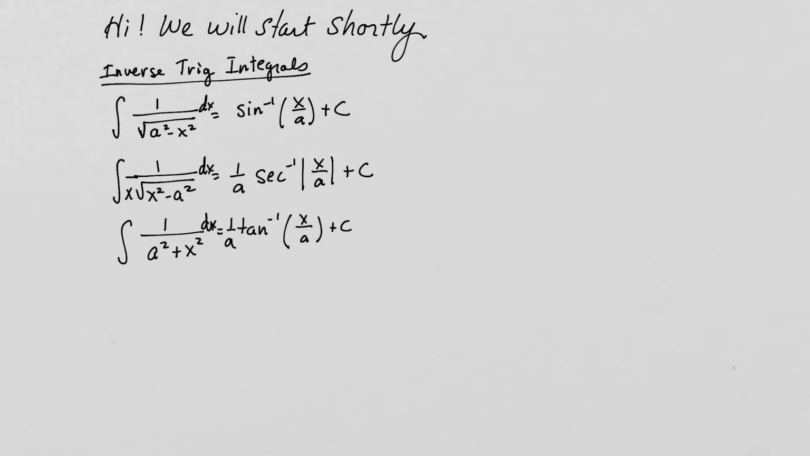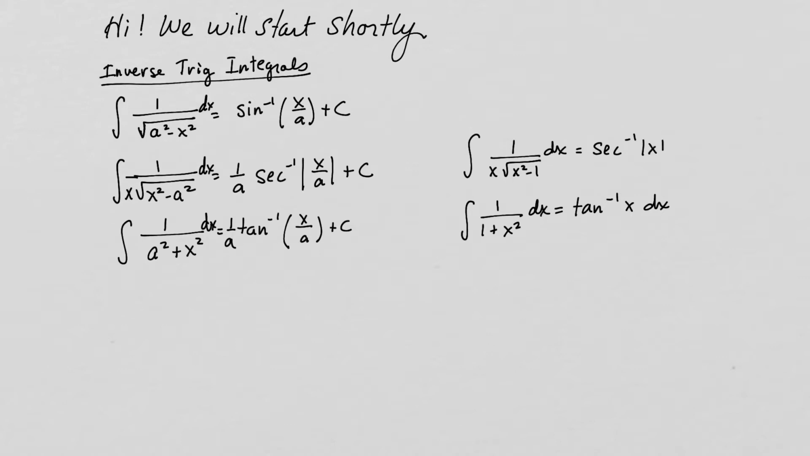I have the basic ones. I personally know that the integral of 1 over 1 plus x squared dx is the inverse tangent of x plus c. I know the integral of 1 over x times the square root of x squared minus 1 dx is the inverse secant of the absolute value of x plus c. And I know that the integral of 1 over the square root of 1 minus x squared dx is inverse sine of x plus c.